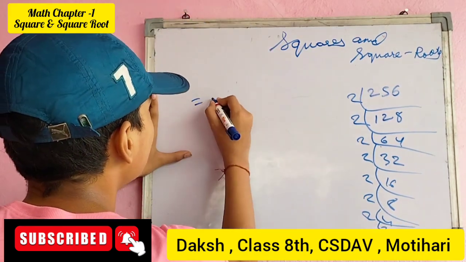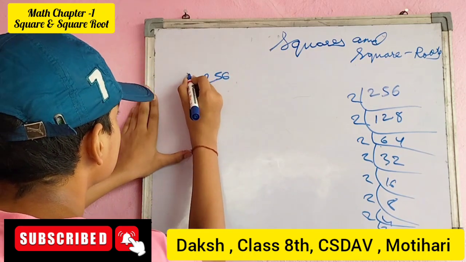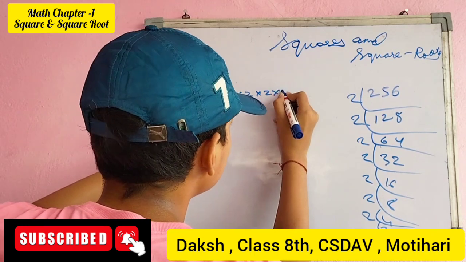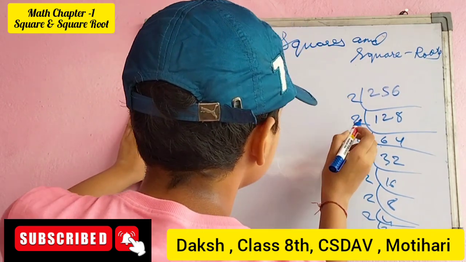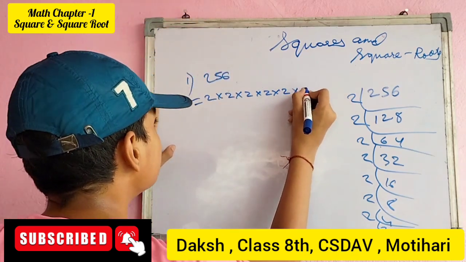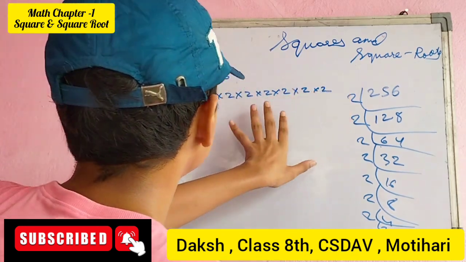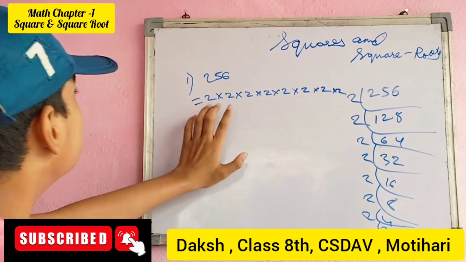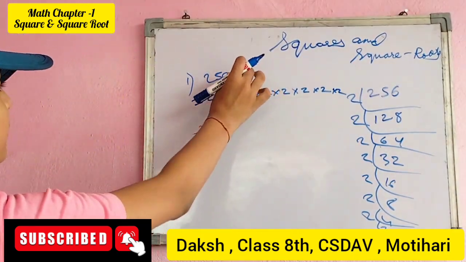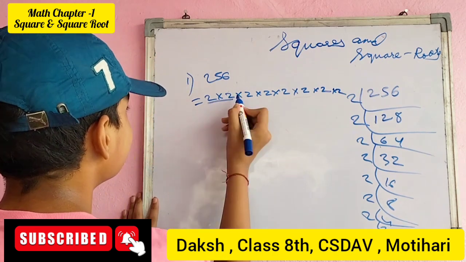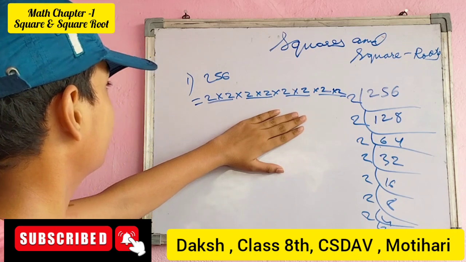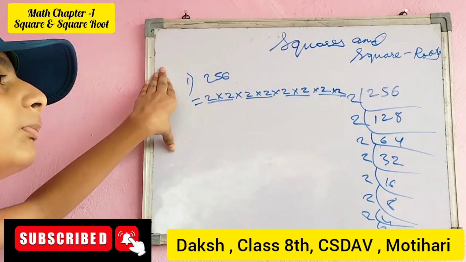Its prime factors are: 256 is 2 into 2 into 2 into 2 into 2 into 2 into 2 into 2. So these are the prime factors. And if the prime factors occur in pairs, the number is a perfect square. We need to take out pairs: 1, 2, 3, 4. They all occur in pairs. So this number is a perfect square.